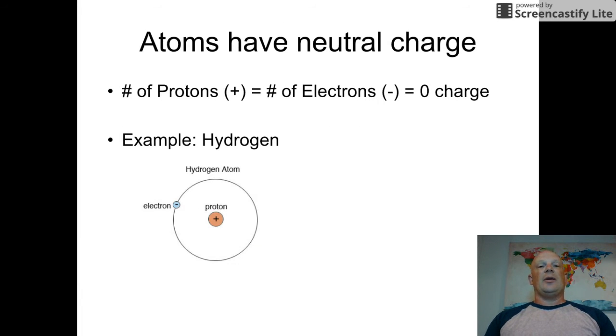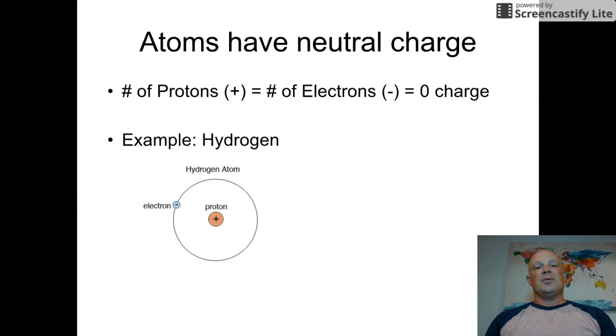Also, when we look at an atom, we need to remember that atoms have a neutral charge. Now, atoms can become ions where they gain or lose an electron, but when we're looking at the periodic table, they're all going to have the same number of protons and electrons. And so the number of protons equals the number of electrons, which is a zero net charge.